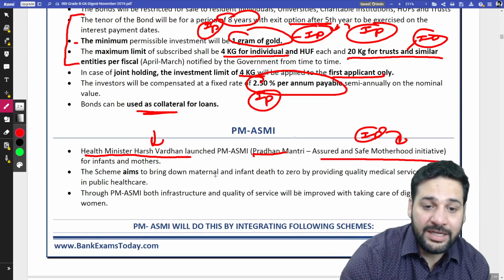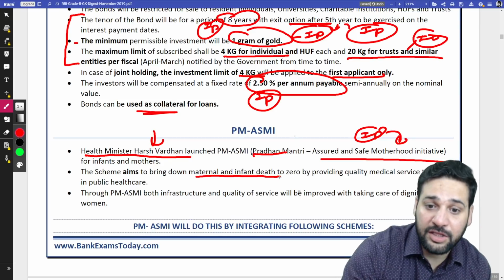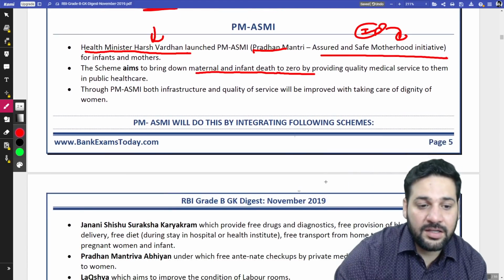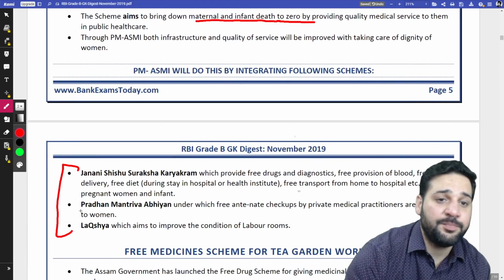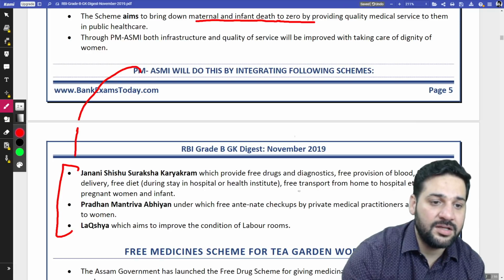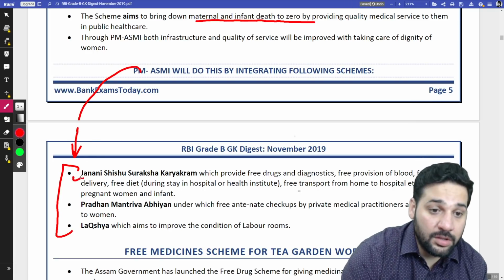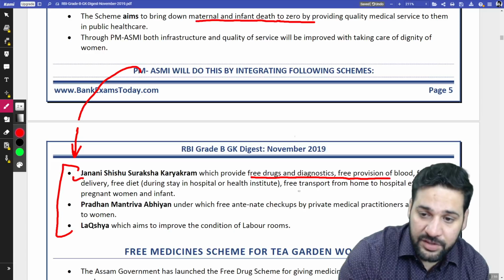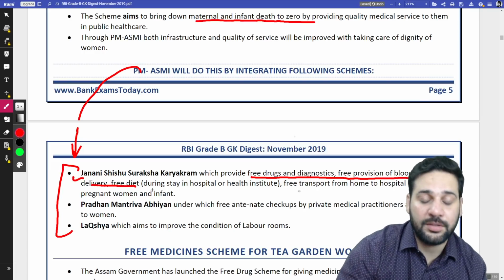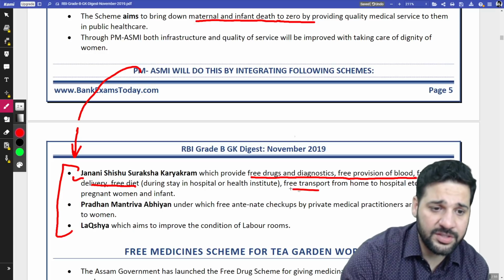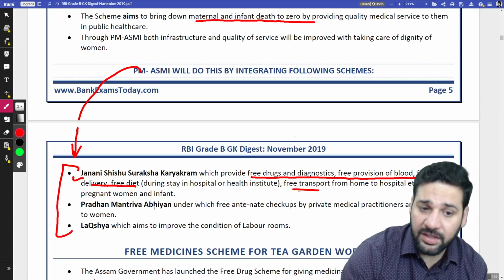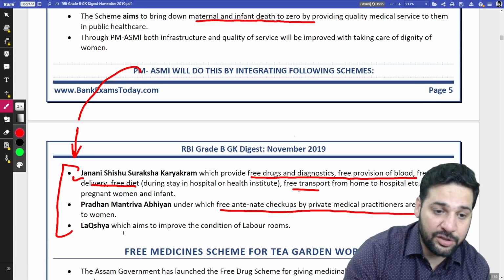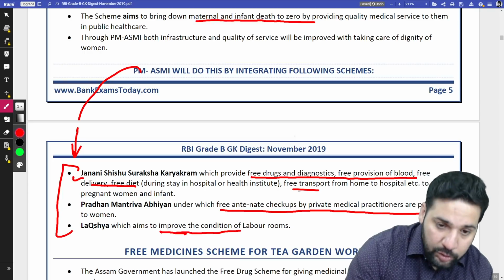The scheme aims to bring down maternal and infant deaths to 0 by providing quality medical facilities, right? And there are 3 schemes under this parent scheme. Janani Shishu Suraksha Karyakram, which provides free drugs and diagnostics, free provision of blood, free delivery, free diet to the mother, and free transportation. Pradhan Mantri Matritva Abhiyan, under which free antenatal checkups are provided by private medical practitioners. And Lakshya, which aims to provide good quality labor rooms.